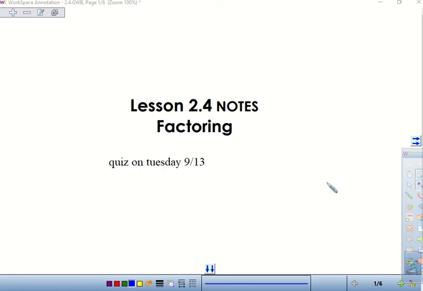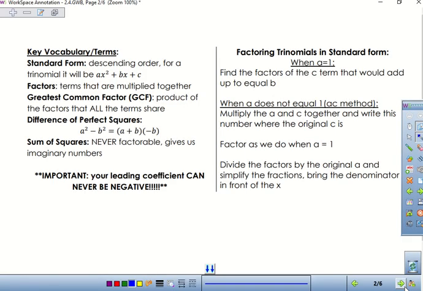Alright, so today we're going to be doing 2.4, which is going to be all about factoring. The main thing you need from this vocabulary page, this is one of those things that it's easier to just see the process instead of reading how to do the process. But the main thing you need to know is that when you're factoring a quadratic of any form, it needs to be in standard form, decreasing degree order.